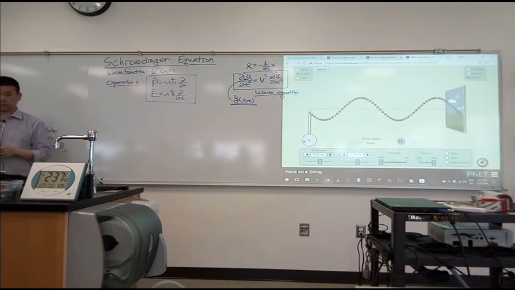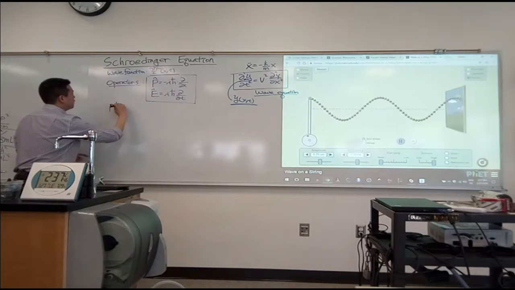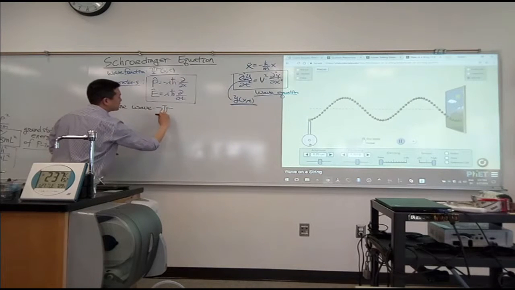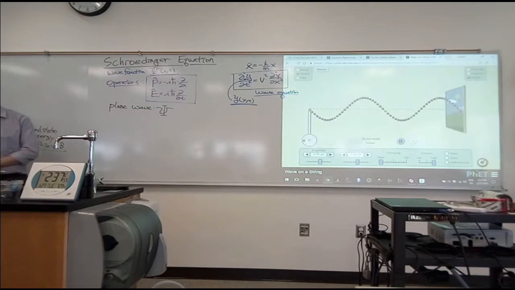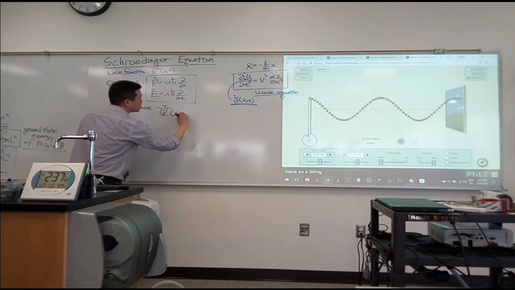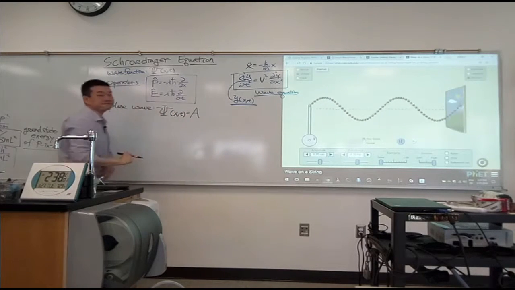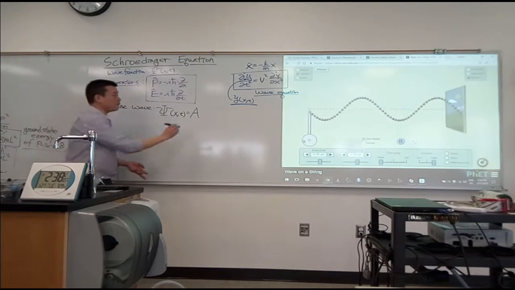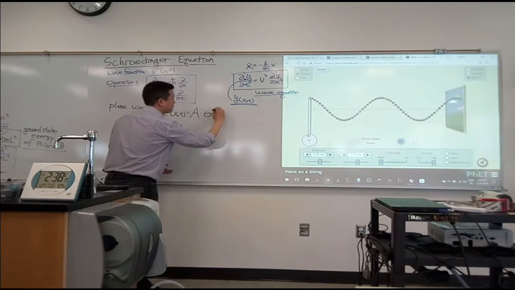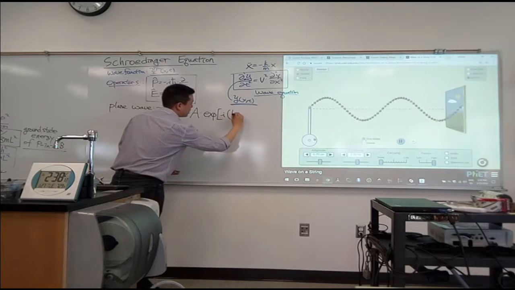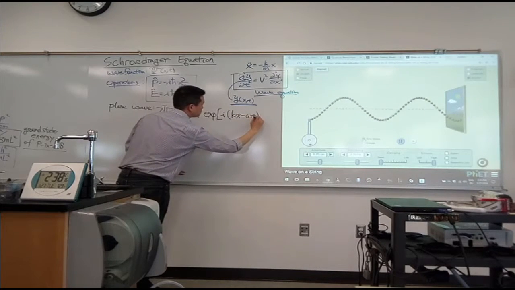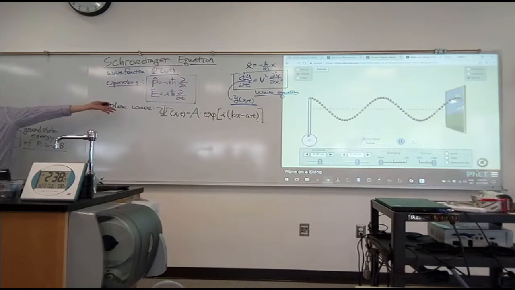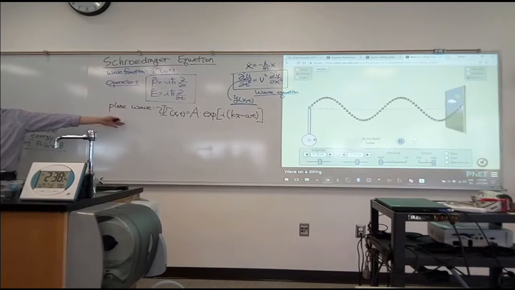This is the mathematical expression for a plane wave. This psi, let me use the complex exponential notation, because there's no way around it. This plane wave has some kind of amplitude, and it is a function of position and time in this form: complex exponential of kx minus omega t. Right? This is the mathematical representation of a plane wave.